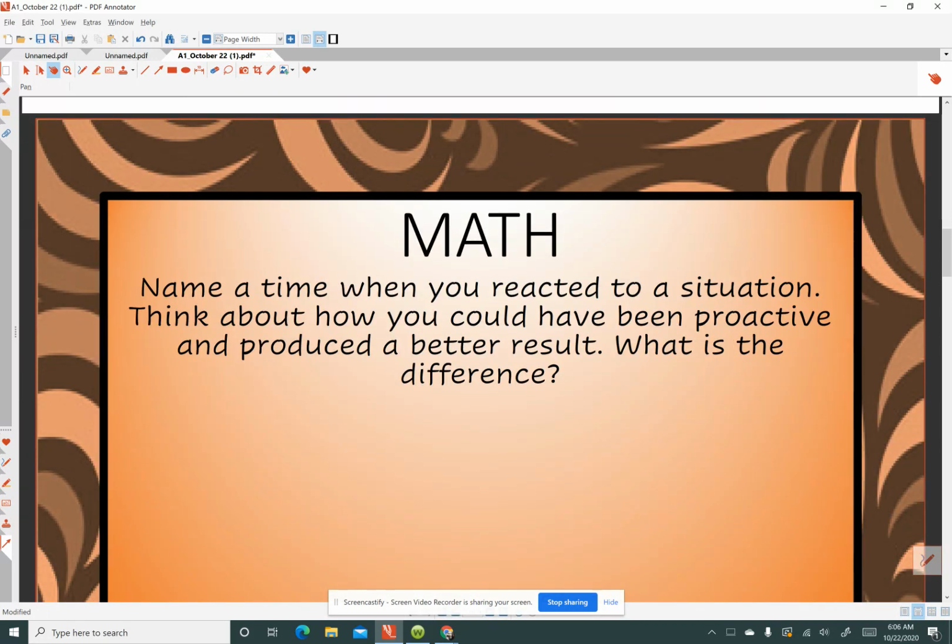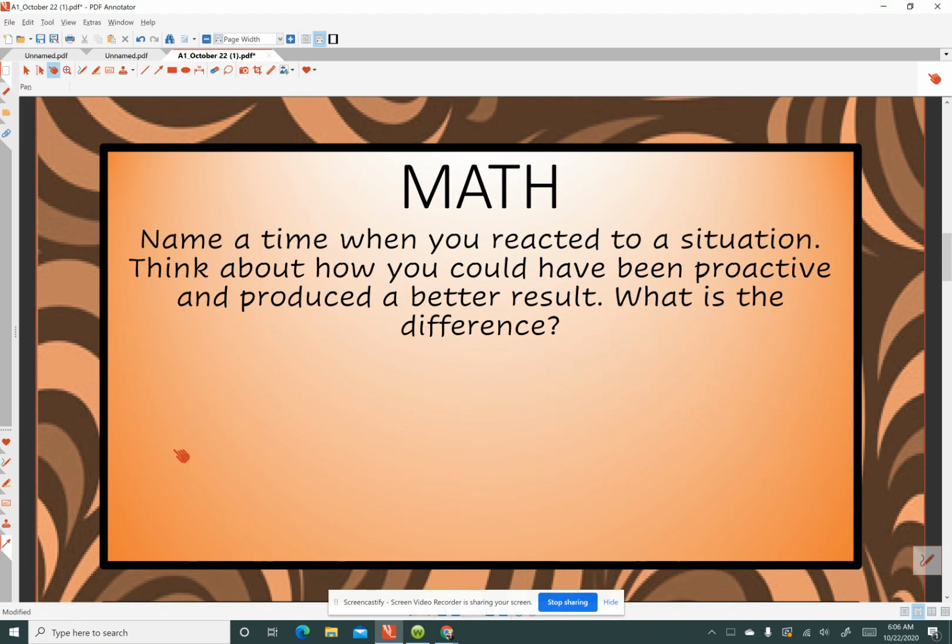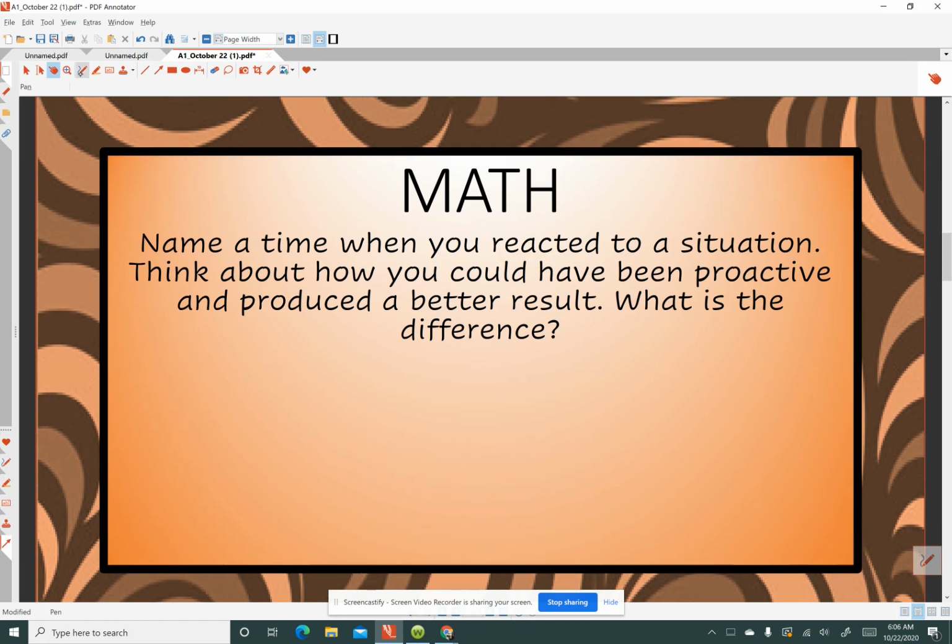Let's begin. Here is your do now question. At this point, we've probably talked about it in class, but take a moment and respond to this. Name a time when you reacted to a situation. Reacted, just kind of the first thing that came into your head, you reacted, you said it or did it. Think about how you could have been proactive, thinking ahead of time, and produced a better result. And what was the difference with those two scenarios? That's really good thought for everybody, not just 8th grade students.